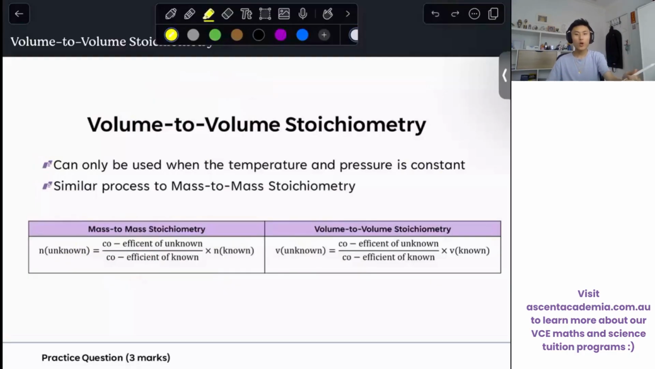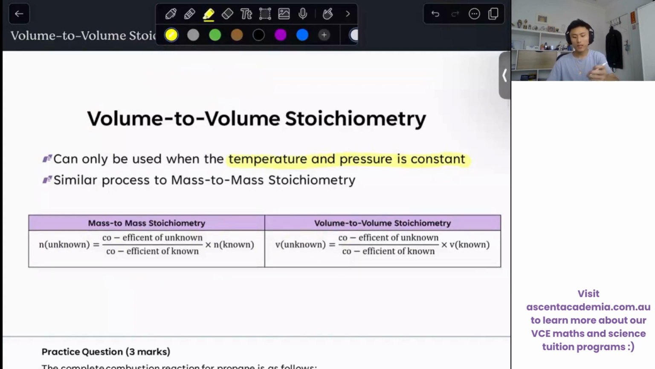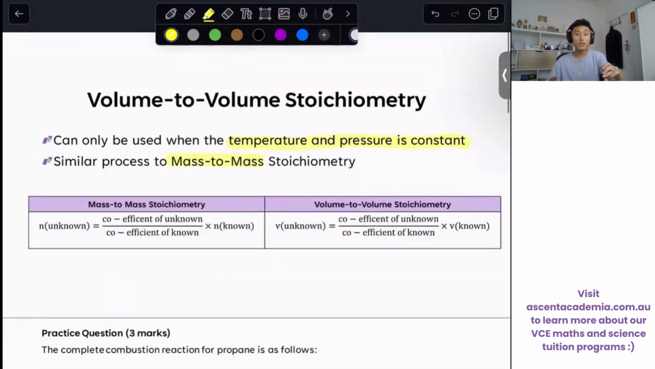So volume to volume stoichiometry, how do we do it? Well, one thing with volume to volume is it can only be used when temperature and pressure are constant. And another thing with volume to volume is it's very, very similar to your mass to mass. So let's take a look at this table here.